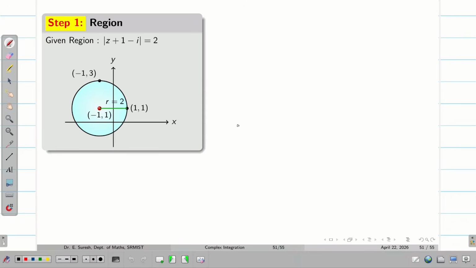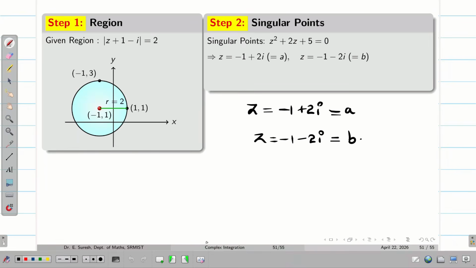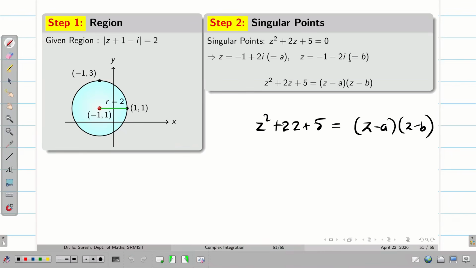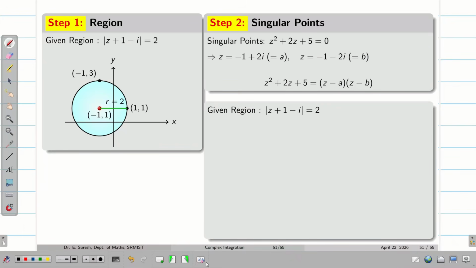Next we have to find the singular point. In the previous problem, we have already found the singular point, that is a and b. a is minus 1 plus 2i, b is minus 1 minus 2i. And we can express z square plus 2z plus 5 as (z minus a) into (z minus b). Next we have to check whether the singular points lie inside or outside. First let me take z equal to a, that is minus 1 plus 2i.